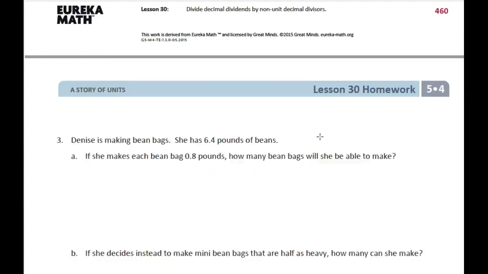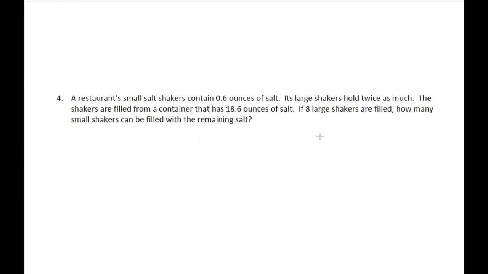Let's try this one. A restaurant's salt shakers contain 6/10 of an ounce of salt, each one. Its large shakers hold twice as much. The shakers are filled from a container that has 18.6 ounces of salt. 8 large containers are filled. How many small containers can be filled then with what's remaining?